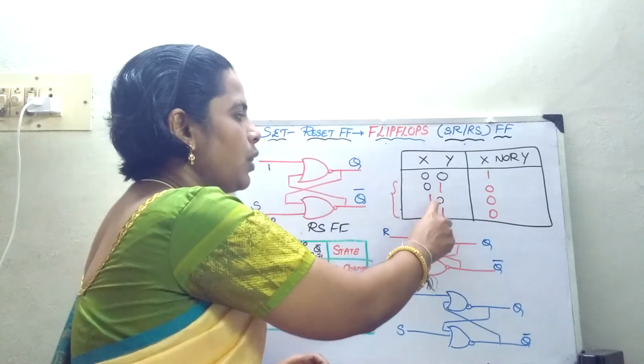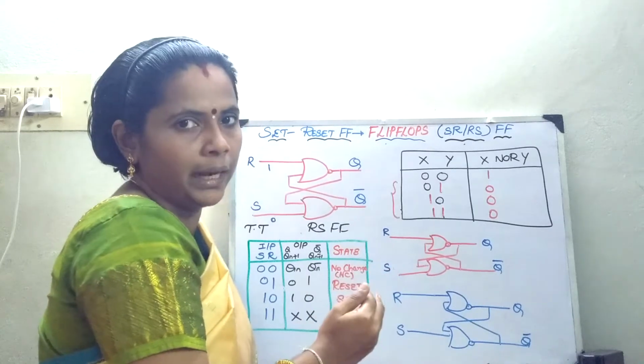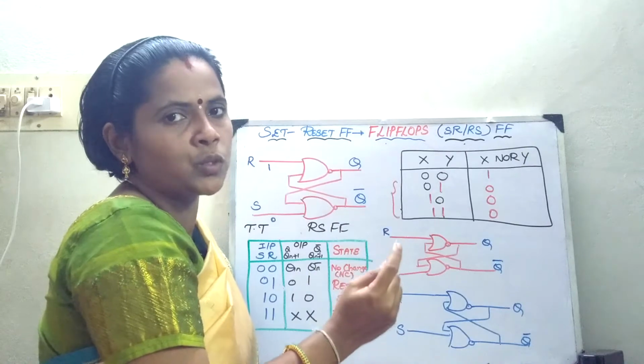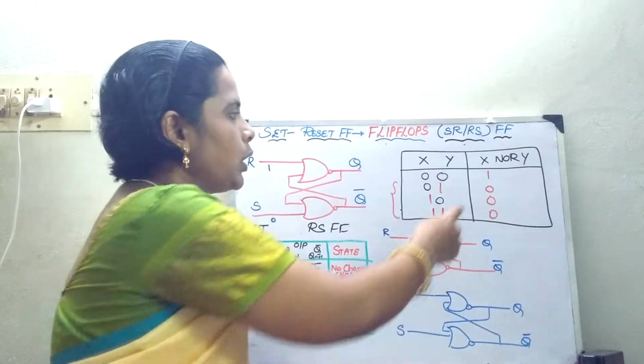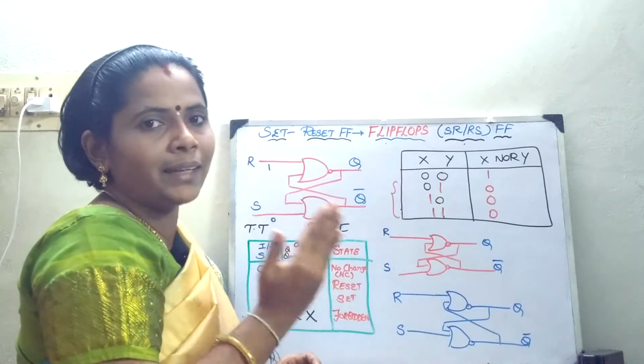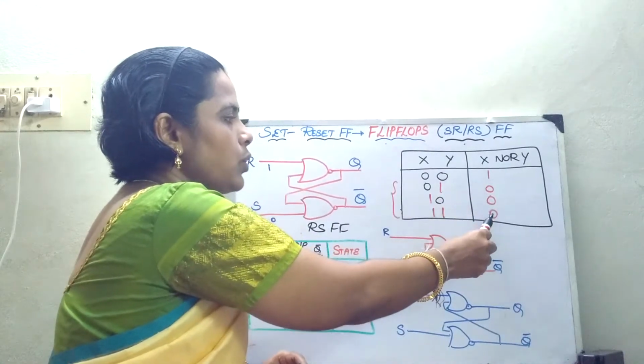So 00, 01, 10, 11. It is the complement of your OR gate. For your OR gate, if either of the inputs is 1, the output is going to be 1. So here you will have 0, 1, 1, 1, and your NOR gate is just the complement of it. So you have the output as 1, 0, 0, 0.